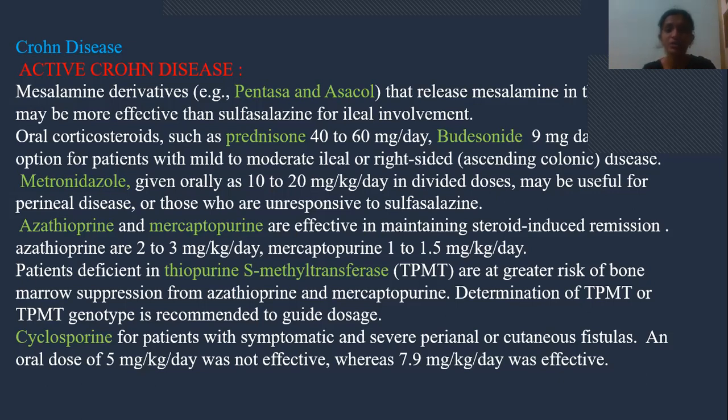Okay, so only then do we start azathioprine and mercaptopurine, or else the patient may get bone marrow suppression. And then cyclosporin for patients with symptomatic and severe perianal or cutaneous fistulas. If there are any severe perianal or cutaneous fistulas, then we can start the patient on cyclosporin. It is available as an oral dose of 5 mg per kg per day, which was not effective.